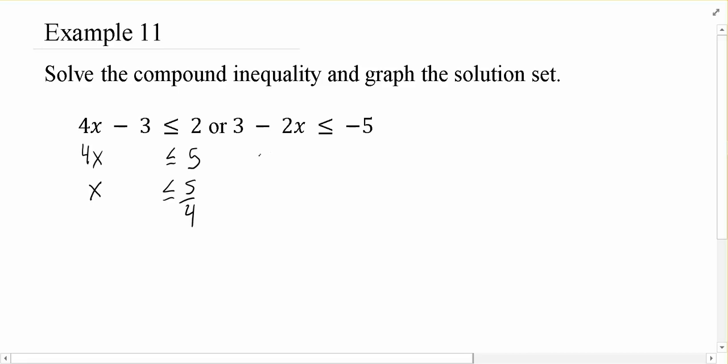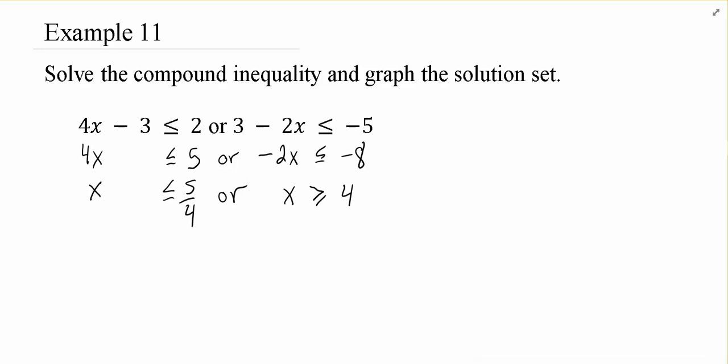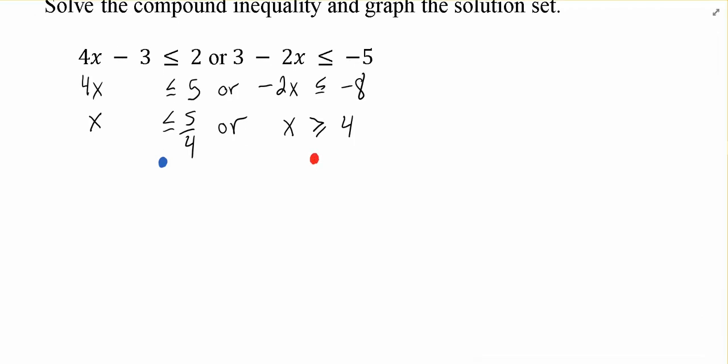For the second one here, we're going to subtract the 3. And then when I divide by -2, I change the inequality sign. And we maintain that word, which was OR, in between them. We're going to define one of them to be blue and one of them to be red. And then we're going to graph some sort of number line and label the important points.